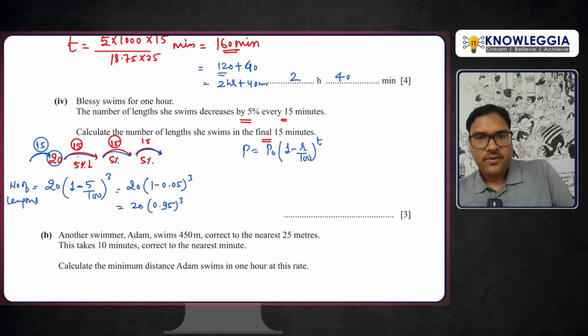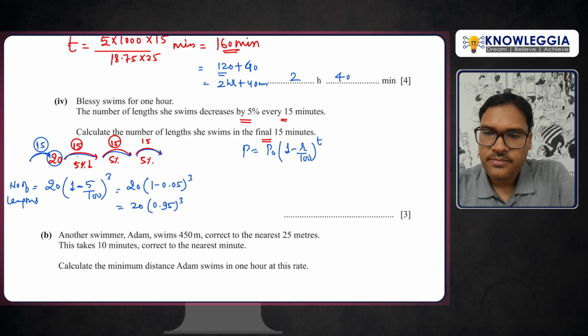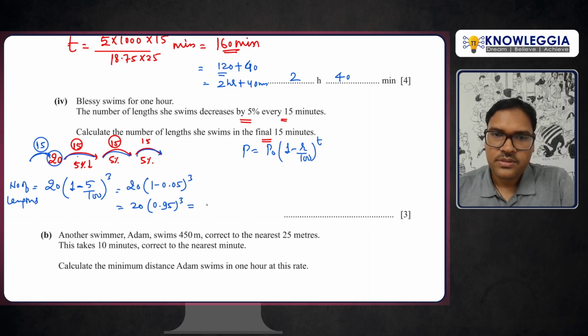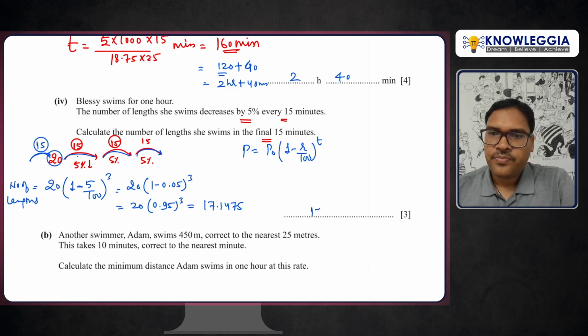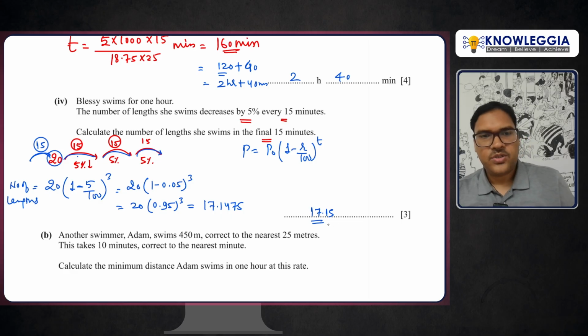So now let's calculate this. This is 20 times 0.95 cubed, which is 17.1475 number of lengths. So if you round it, this is 17.1. Okay. So this is how you can answer this question.